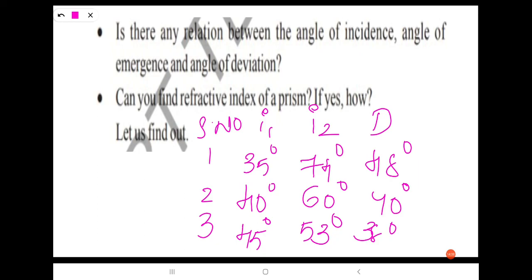Here, when the angle of incidence increases, the angle of deviation decreases. You can observe when the angle of incidence is 35 degrees, the angle of deviation is 48 degrees, and when the angle of incidence is 40 degrees, the angle of deviation is 40 degrees. When the angle of incidence is 45 degrees, it decreases to 38 degrees. Further, as the angle of incidence increases, the angle of deviation also increases.